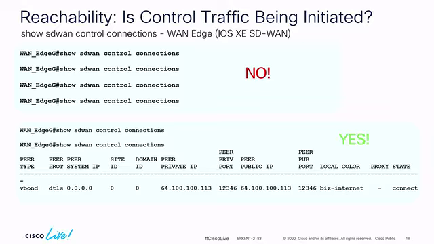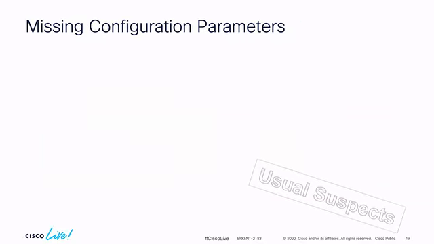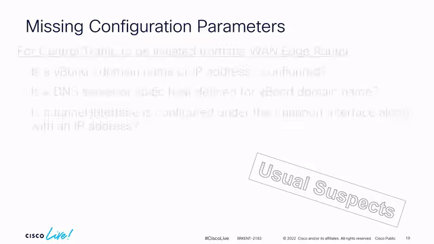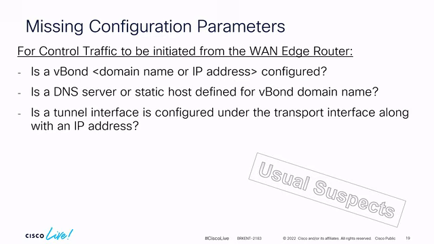So for the first section, where control traffic is not being initiated, I know it's because of some kind of missing configuration parameters as my usual suspect. In order for the control traffic to be initiated from the WAN edge routers, I have to ask myself, is a vBond configured? I need an IP address or a domain name. Is my DNS server or static host IP configured properly if I'm using a host name for my vBond? And do I have a tunnel interface configured underneath that physical interface? Without that, I'm not going to be initiating any control traffic.